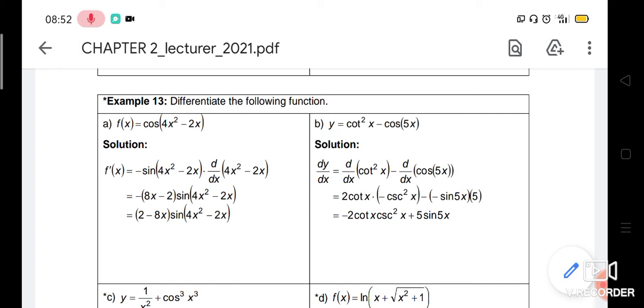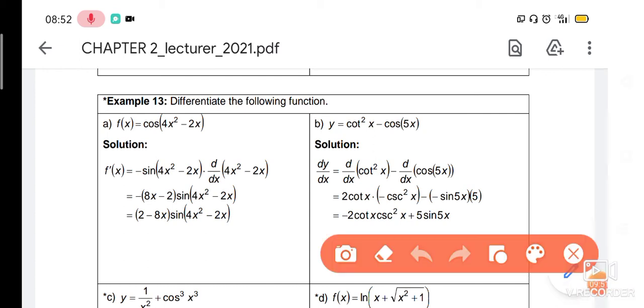Okay, next one, number B, given y equal to cot square x minus cos 5x. So dy dx equal to differentiate cotangent square x dengan differentiate also cos 5x. So differentiate cotangent square x akan jadi, ingat, differentiate bila melibatkan kuasa, differentiate terhadap kuasa. Kuasa turun bawah, kuasa tolak 1. Barulah differentiate terhadap cotangent x tanpa kuasa. So differentiate cotangent x dapat minus cosecant square x.